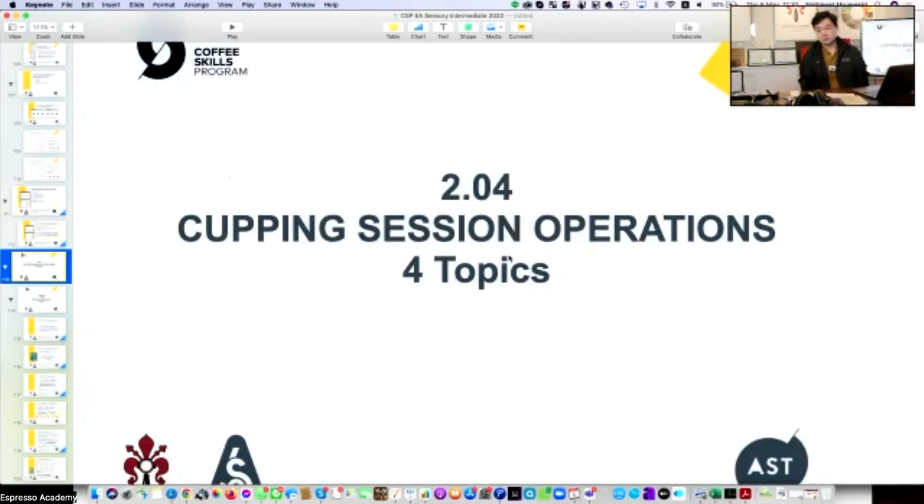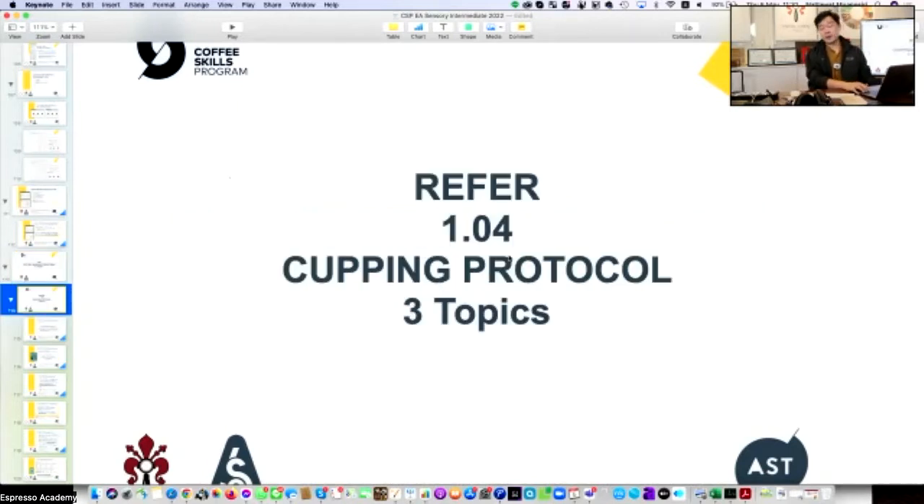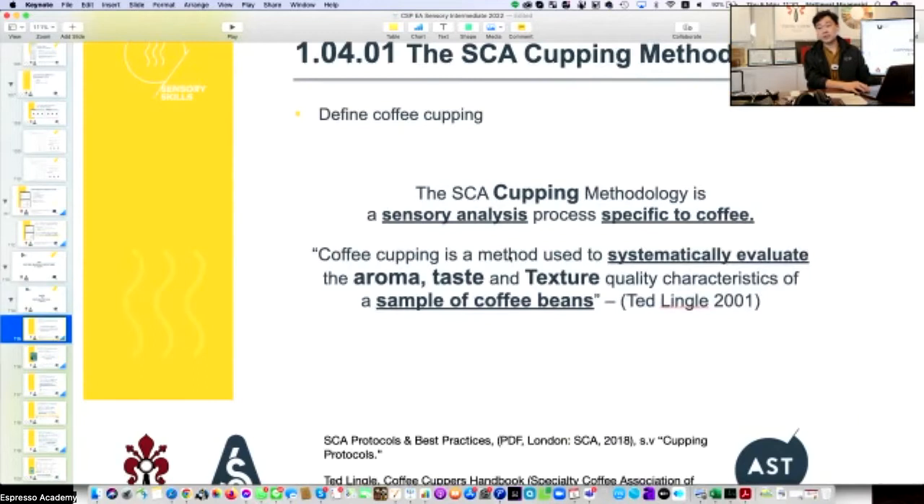Now, this is something Mr. Kamson might ask, but Mr. Kamson asked in the later section. This is the protocol to operate cupping. Last time we already did this, so it will be pretty fast. We can refer to our foundation level.